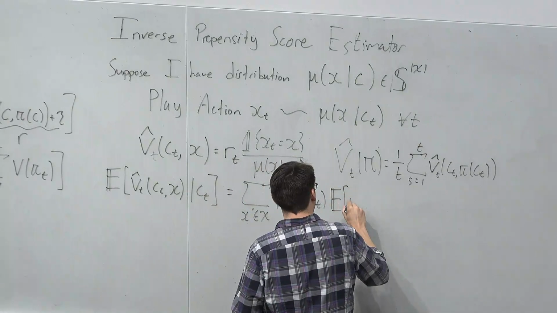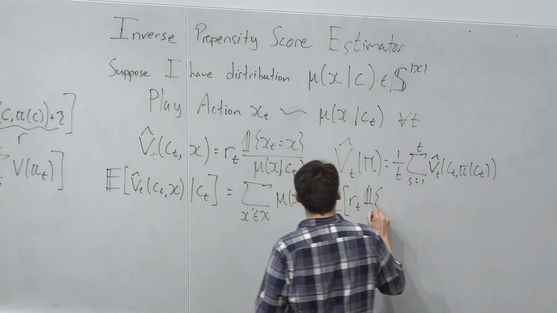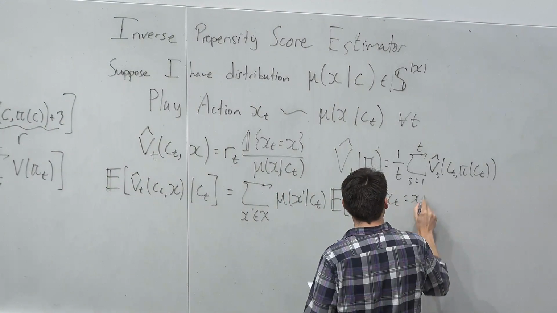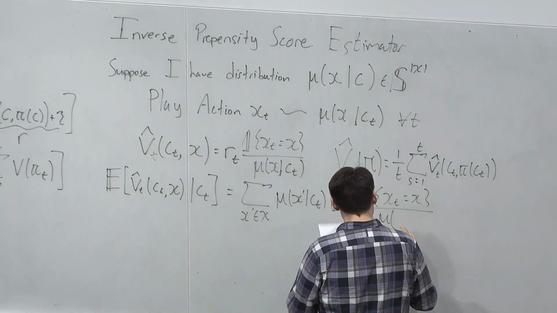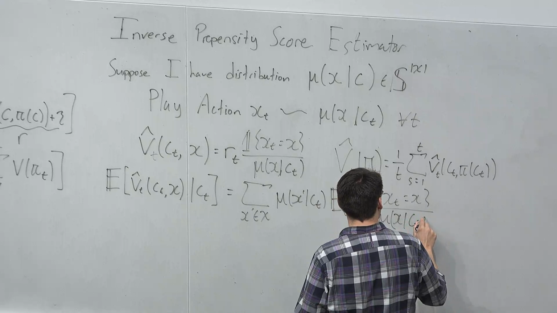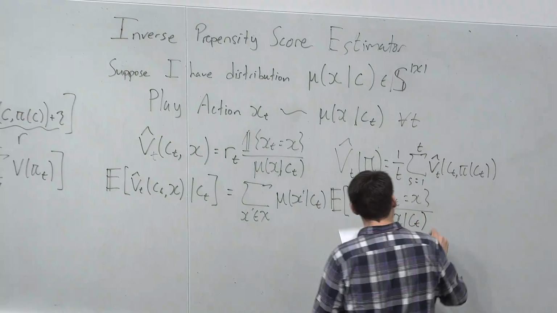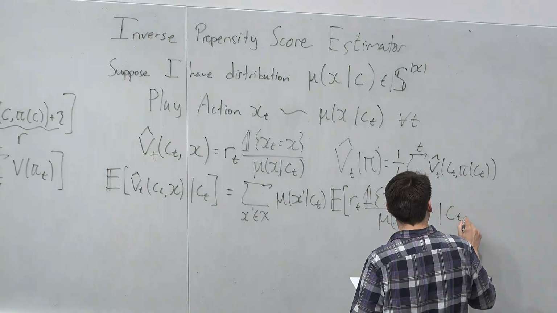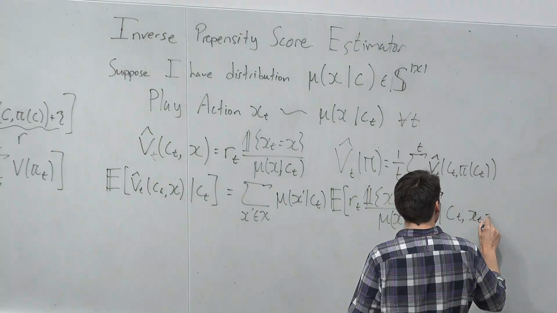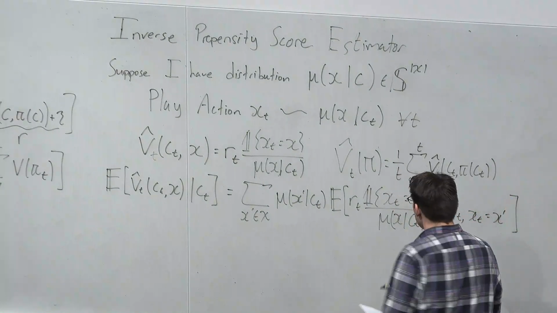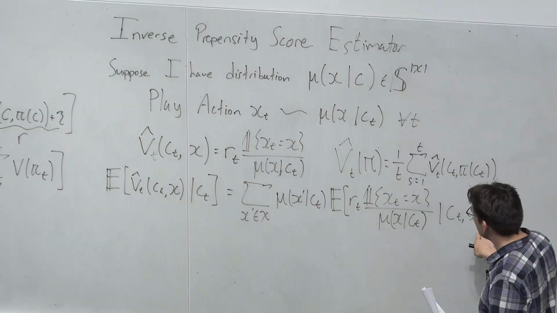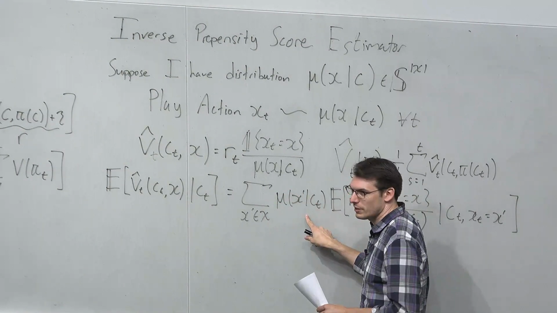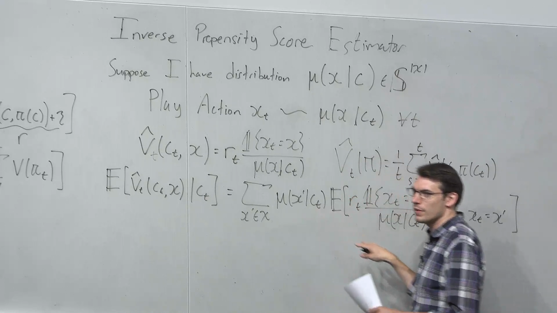And now we have that this is r_t times the indicator x_t equal to x, over mu of x given c_t, just plugging in this estimator. But now it's given c_t and x_t equal to x prime. Okay, so I'm just taking the expectation with respect to x prime. So this is given x_t equal to x prime, and this is the probability that x_t is equal to x prime. So it's just the law of total probability.